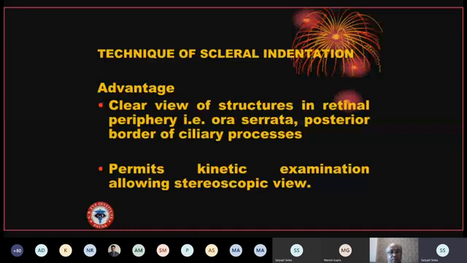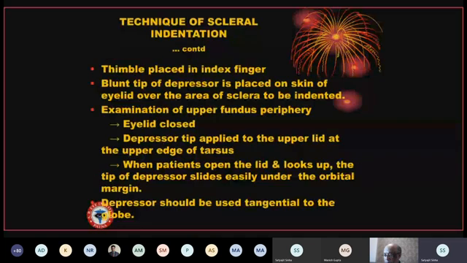Now, if you're examining the upper fundus periphery, the eyelid has to be first closed. The depressor tip is applied to the upper lid at the upper edge of the tarsus, so that when the patient opens the lid and looks up, the tip of the depressor slides easily under the orbital margin. Always remember that the depressor should be used tangential to the globe. Now I have a small picture here which will help me to explain what I was talking about.